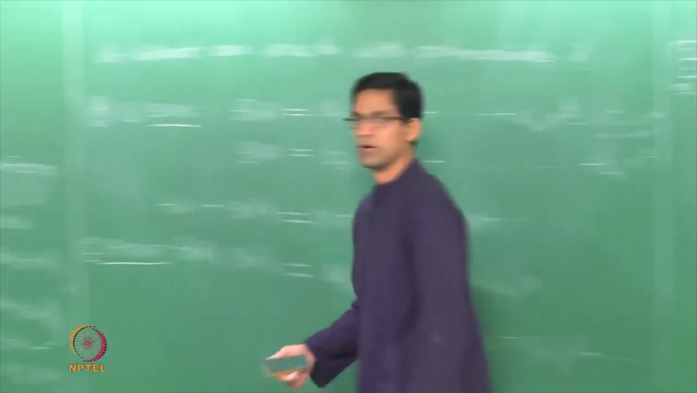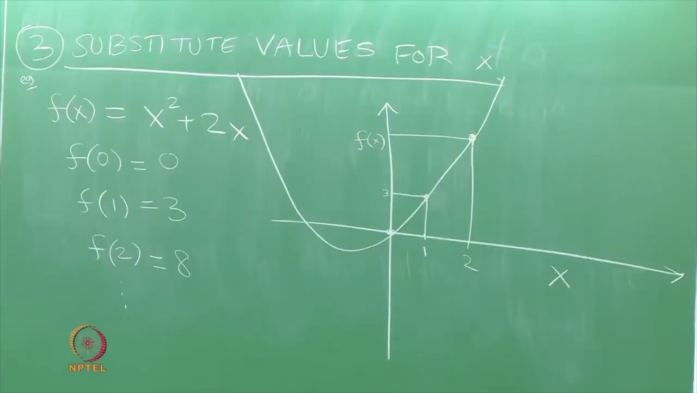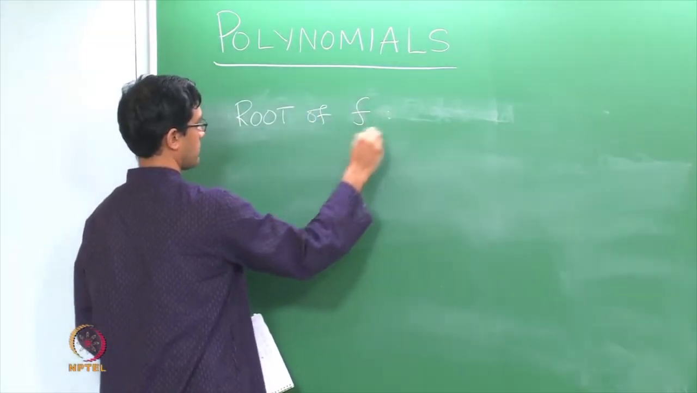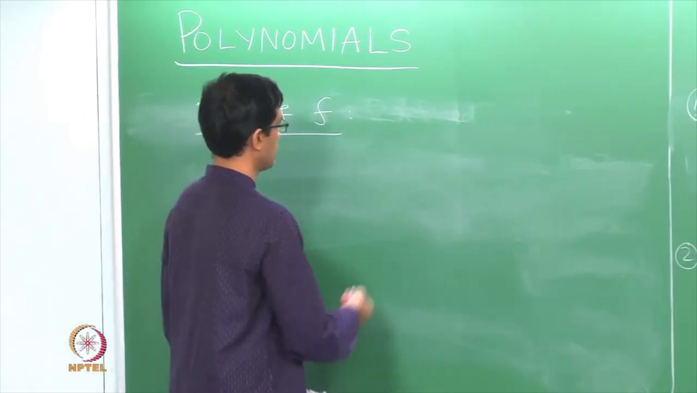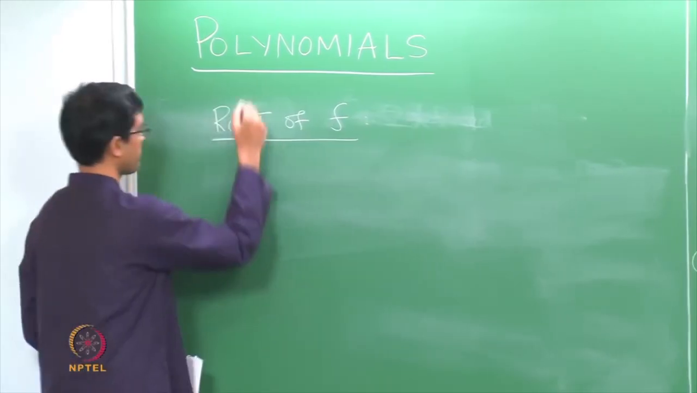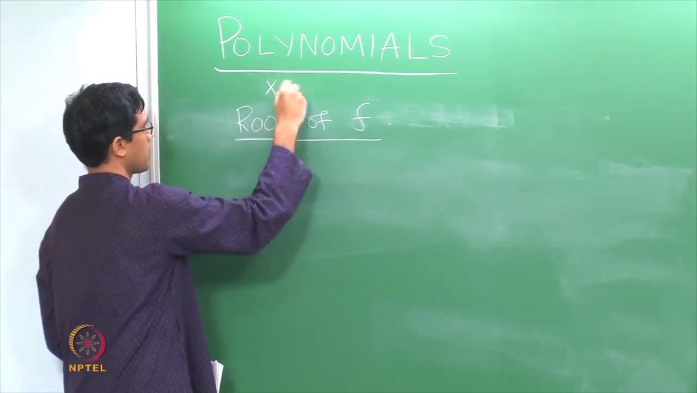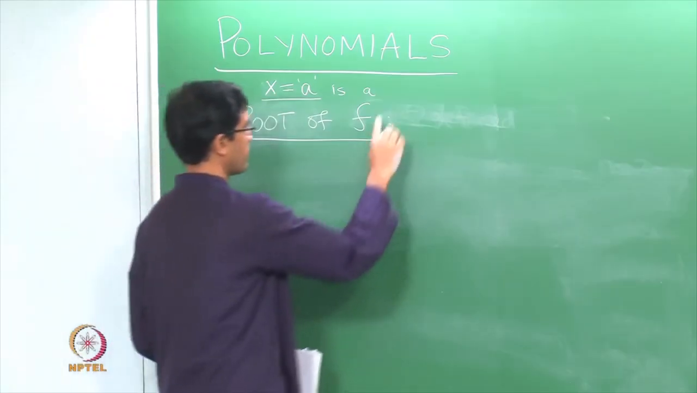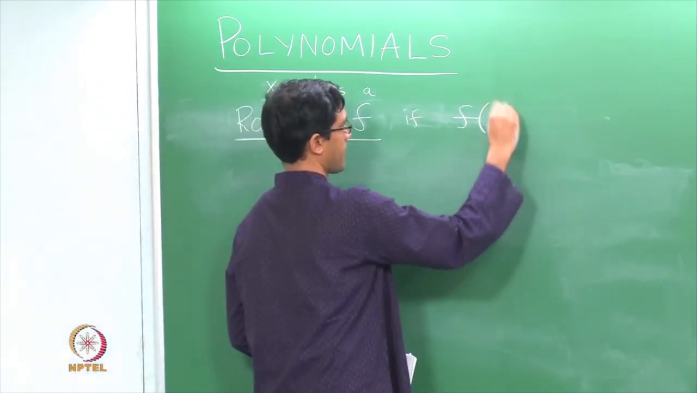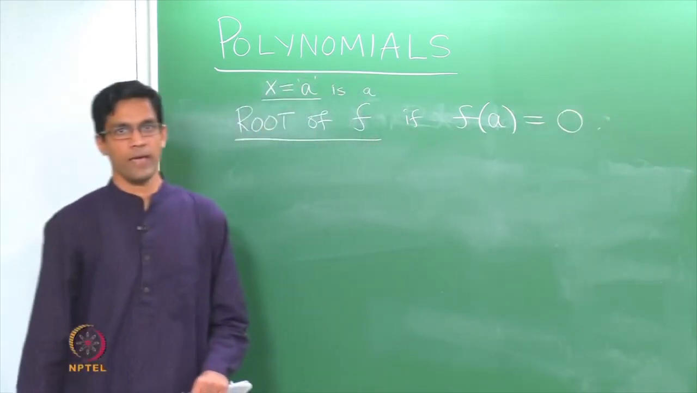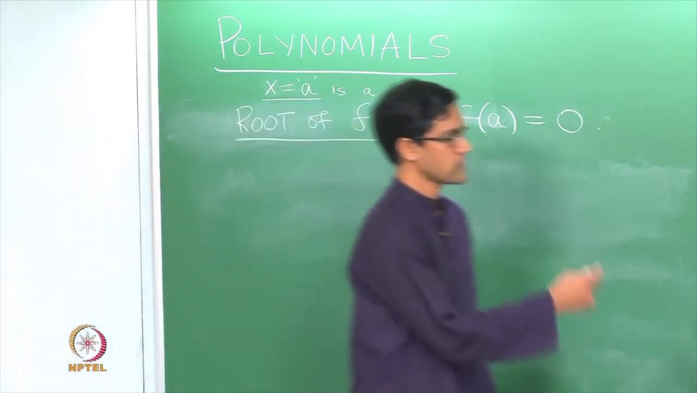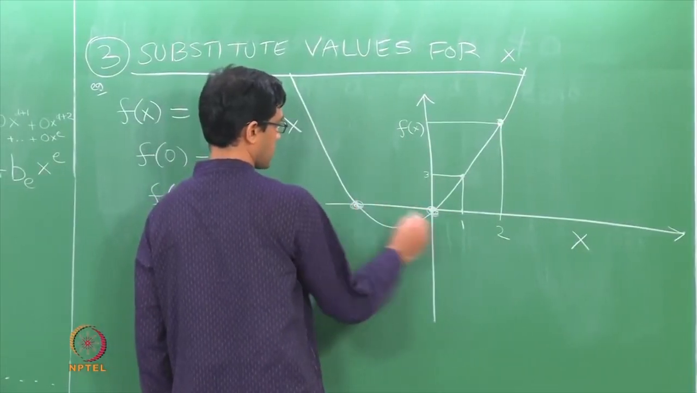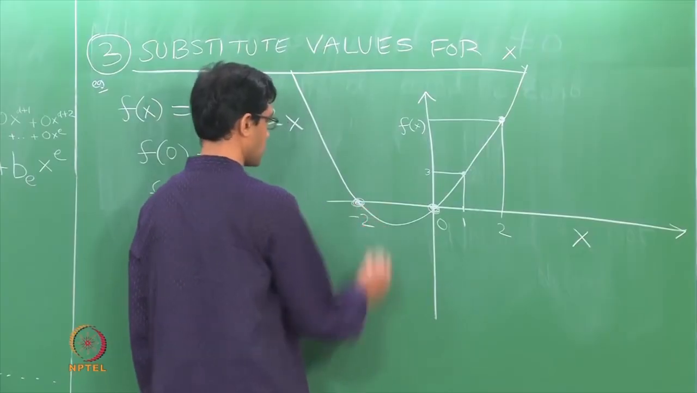And this brings us to the notion of a root of a polynomial. So what's a root? A root of the polynomial f is just a value at which the polynomial becomes 0. So you say that x equals a is a root of f if, when you plug in the value a, the polynomial becomes 0. In this example, there are two roots, two values at which the polynomial takes the value 0. One of them is of course 0 and the other is minus 2.